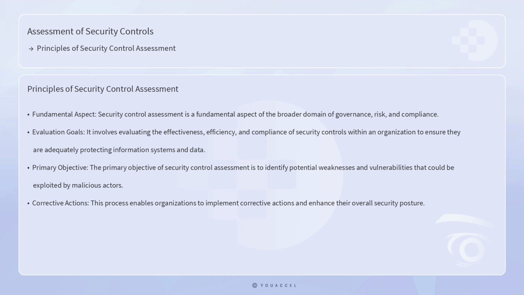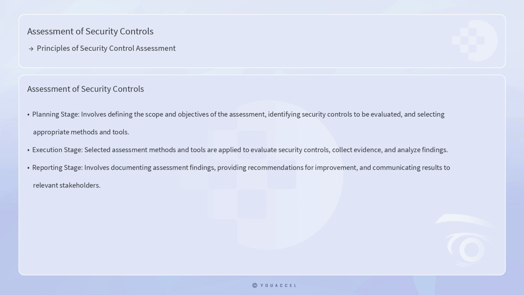This lesson delves into the principles of security control assessment, providing a comprehensive understanding of the methodologies, frameworks, and best practices that underpin this critical activity. The assessment of security controls is predicated on a systematic and structured approach that encompasses various stages, including planning, execution, and reporting. The planning stage involves defining the scope and objectives of the assessment, identifying the security controls to be evaluated, and selecting appropriate assessment methods and tools.